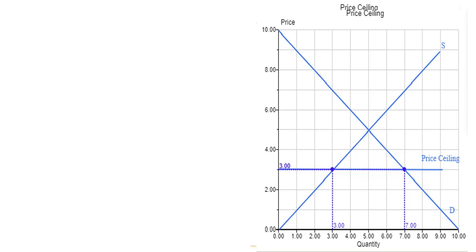In this case, sellers only want to bring 3 units to the market. At $3, walk over the supply curve, come down, and the quantity supplied is 3. And here at $3, we can see what consumers are willing and able to buy. They're willing and able to buy 7 units, so we have a mismatch between the quantity demanded, 7, and the quantity supplied, and that difference of 4 units represents the shortage.